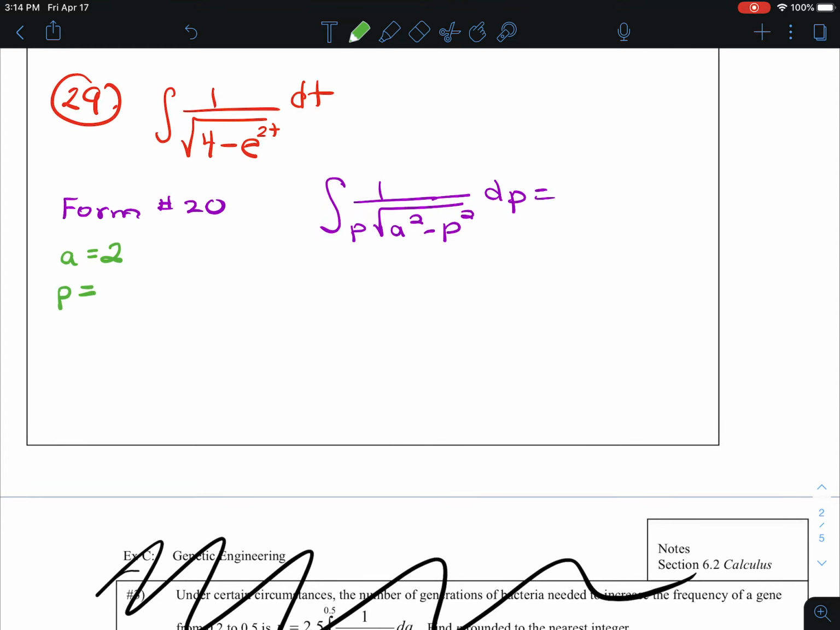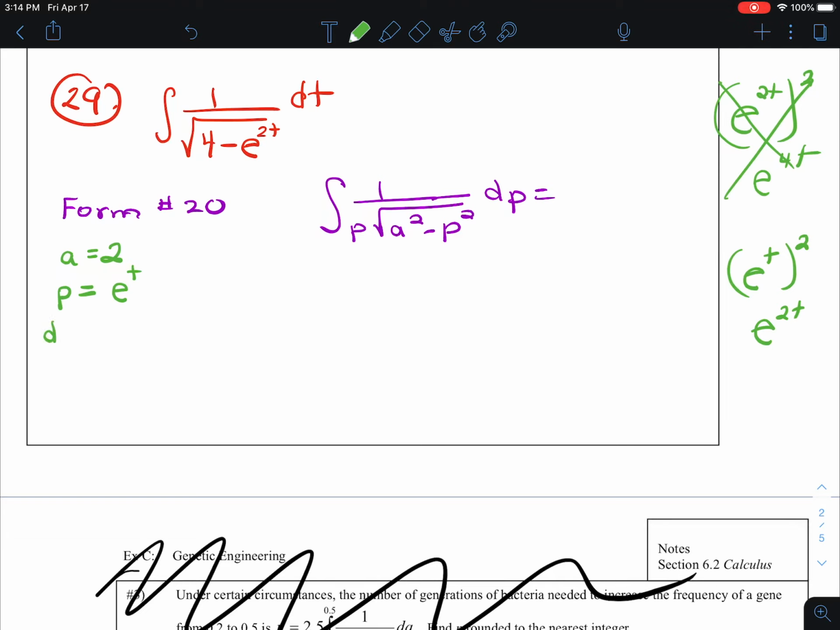Okay, so we don't want p to be e to the 2t, because then if we square an e to the 2t, we're going to get e to the 4t. So we want p to just be an e to the t. That way, when you take e to the t and square it, you get e to the 2t, which is what we're after there.